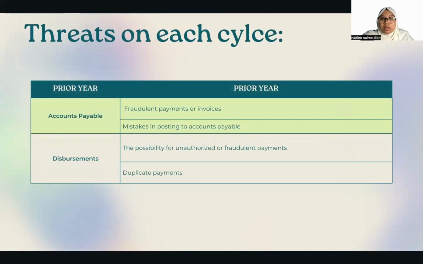Another threat in the other activities, like accounts payable, could be fraudulent payments or invoices and mistakes in posting to accounts payable. This covers suppliers who overbill, submit bills with inflated prices, or provide invoices for products or services that were never delivered. And next is disbursement, where the threats could be the possibility of unauthorized or fraudulent payment and duplicate payment. This involves employees embezzling money, paying unauthorized vendors, or processing payment without the necessary authorities.